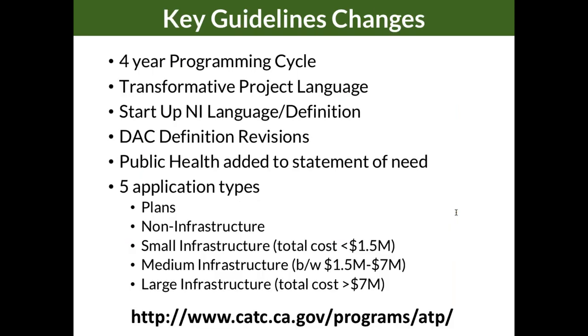In terms of some of the key guidelines changes we wanted to go over, the first one is that we are now switching to a four-year programming cycle. What that means is that program applicants will now have 4 full years to complete a project, as opposed to cycles 1 through 3, where folks had between 2 to 3 years to complete a project. So we're hoping that that will help folks better plan and deliver projects.